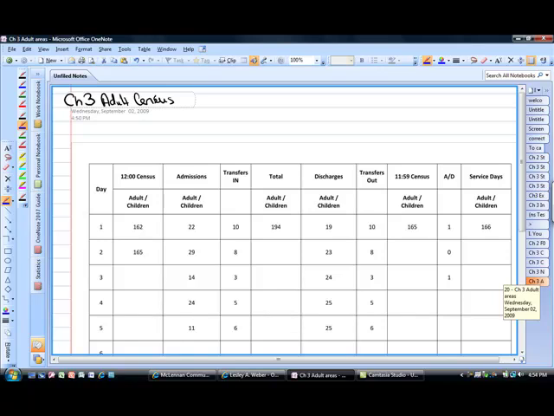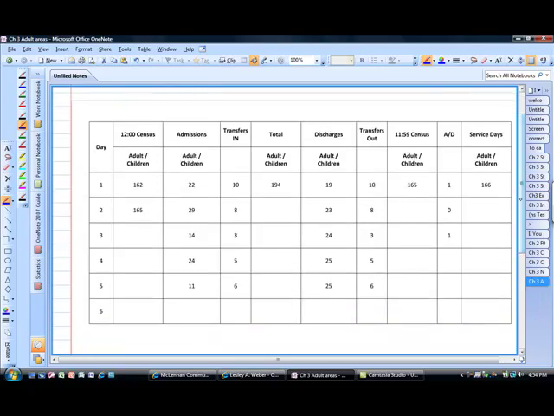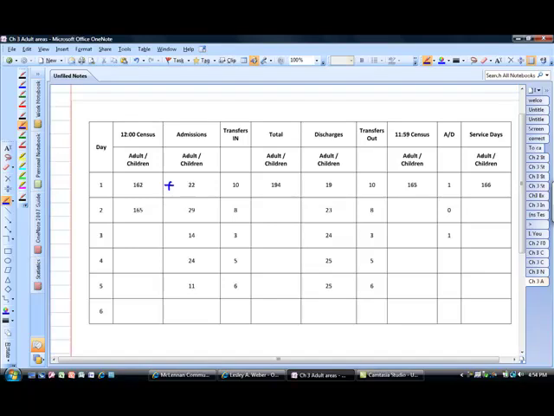Okay, taking a look at the adult and children. This is just adults and children. What we're going to do is take our 162, our 12 o'clock census, and we're going to add the 22 admissions and the 10 that were transferred in to get a total of 194. Then we're going to subtract the 19 that were discharged and the 10 that were transferred out to get a total of 165.